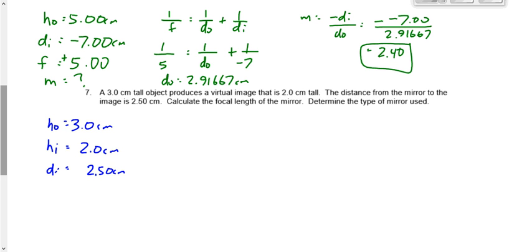Is that going to be positive DI or negative DI? It tells me it's a virtual image, so a virtual image is a negative DI. We're going to solve for the focal length here.